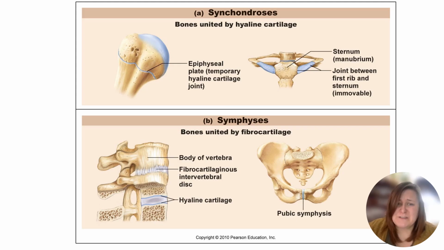We also see symphysis. So what a symphysis is, it's going to be bones that are united by fibrocartilage. You can see this fibrocartilage right here. So this is going to be like connected vertebrae and also our pelvis.